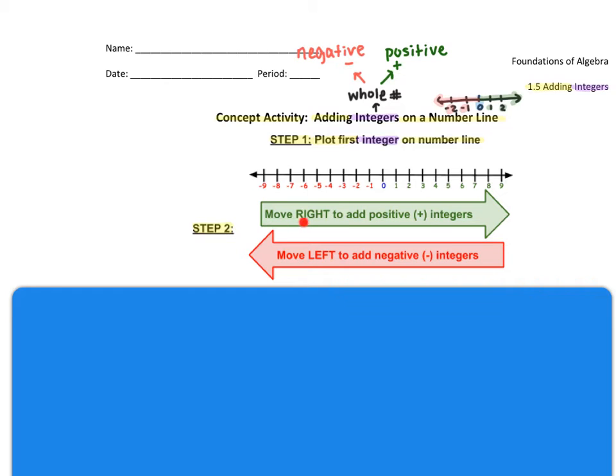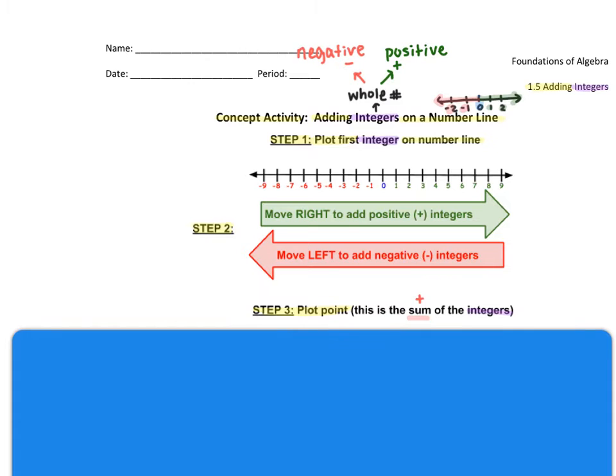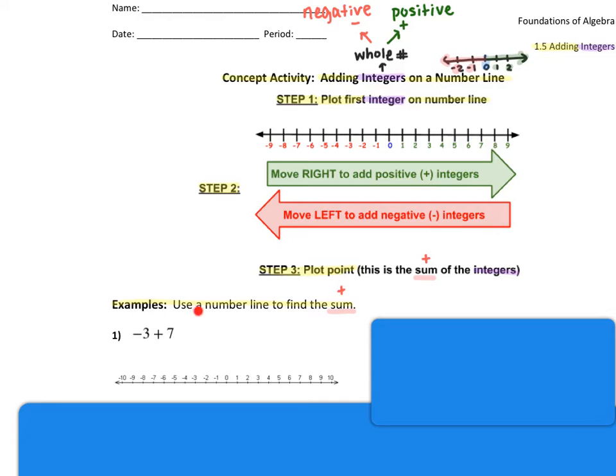Step 2 is to move right if we're adding a positive integer to the first integer, or we would move to the left if we're adding a negative integer to the first integer. And our third and final step is to plot wherever we land, and this answer will be the sum of the integers that we're adding together. Let's look at some examples where we're asked to use a number line to find the sum of two integers.